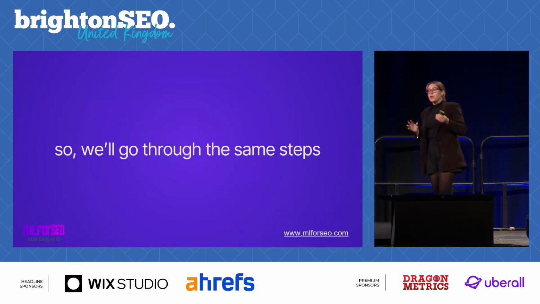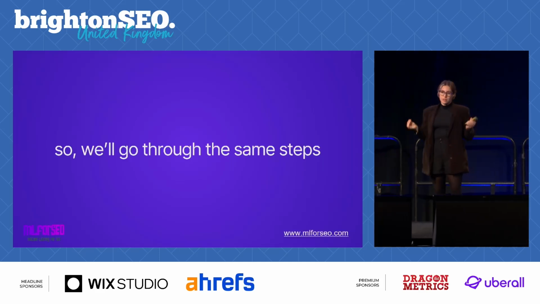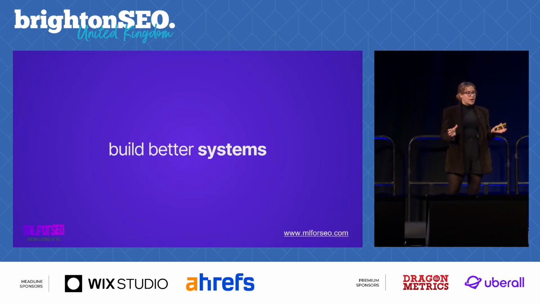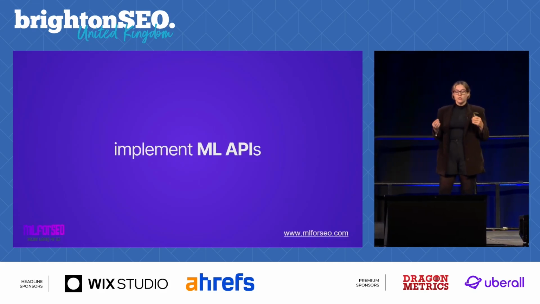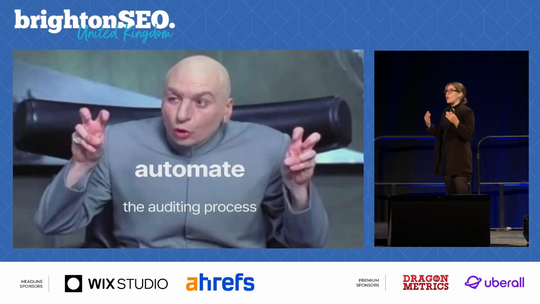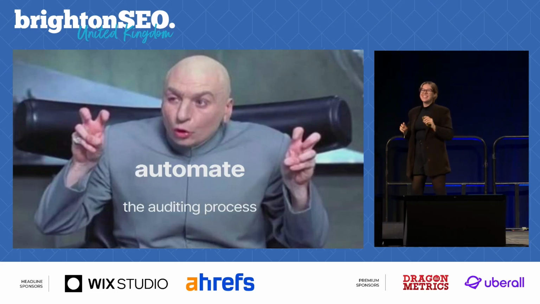So today, we're going to go through the same steps of this process, but we are going to try to build better systems that are going to serve us in the long term. We're going to implement machine learning APIs whenever we can in order to get better insights for what we want to do. And we're also going to automate the process.